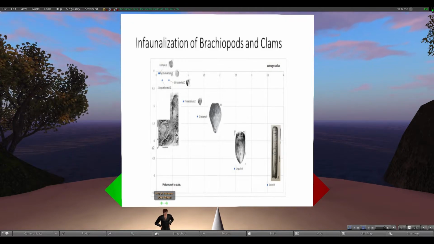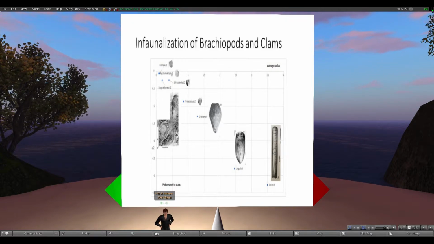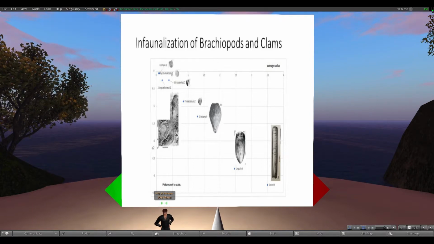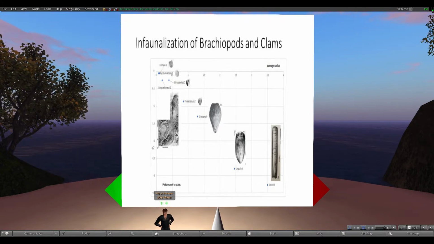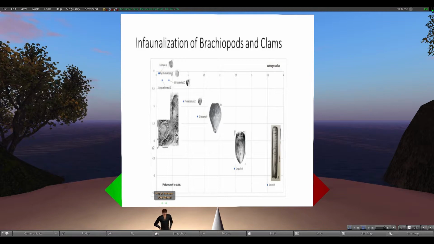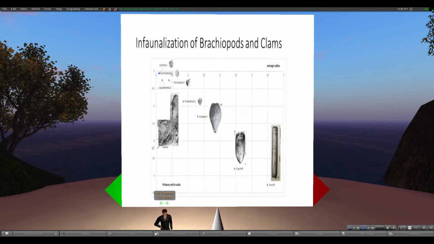You look at stomatopods with their little claws that they can fire out like bullwhips and just shatter shells. So nowadays, there aren't many organisms that want to live on the bottom of the seafloor. Most of them burrow into the sediment. They hide from these things. So infaunalization confers a major advantage upon an organism.